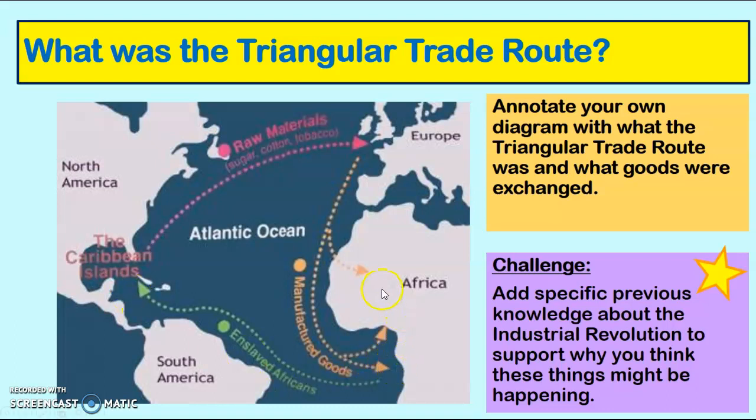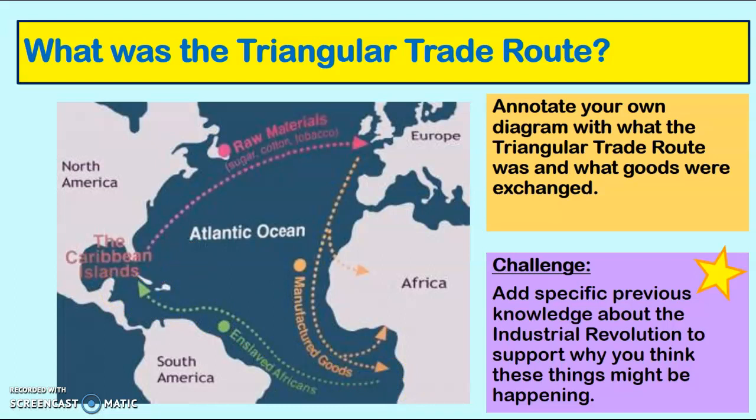So they use the existing slave system in Africa and they trade these manufactured goods for enslaved Africans, and they take them over to the Caribbean islands to work for them. So pause there and add what is happening in this section of the triangular trade.